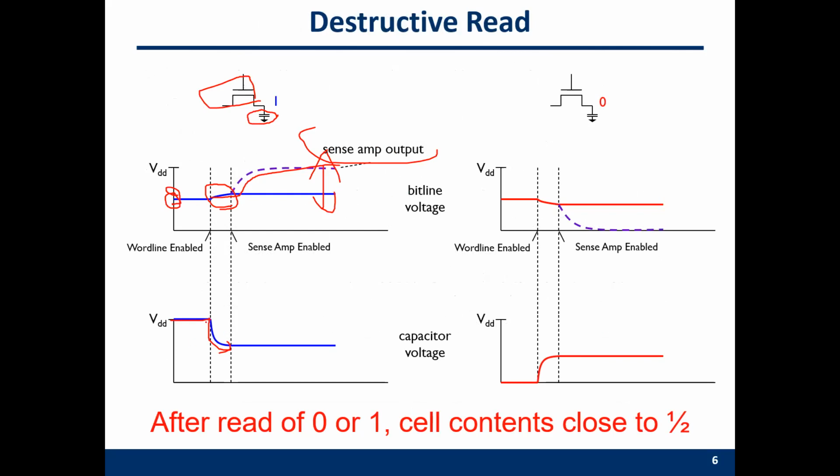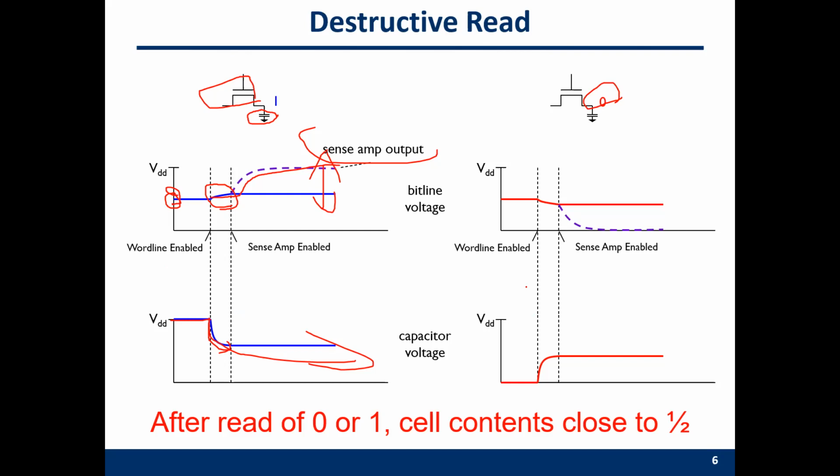But the content in the cell has been destroyed. Why? Because now your cell has maybe 0.6 VDD, maybe 0.3 VDD, maybe 0.5 VDD. The voltage in the cell is not VDD anymore. The cell cannot represent a good one. So the same case will happen when you have a 0 here.